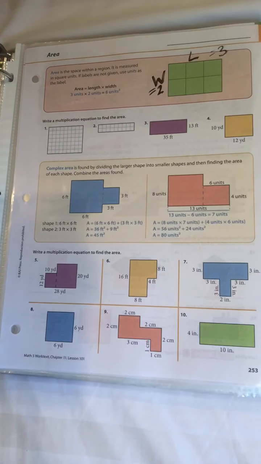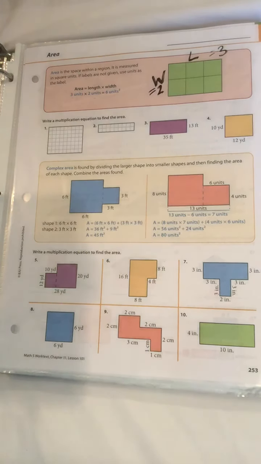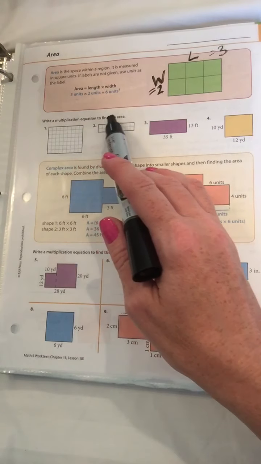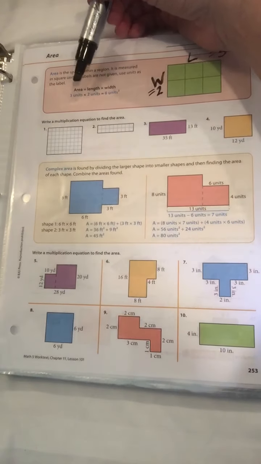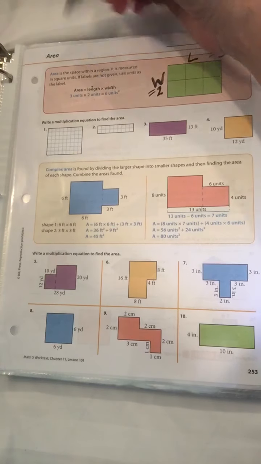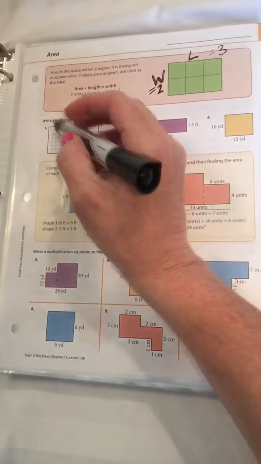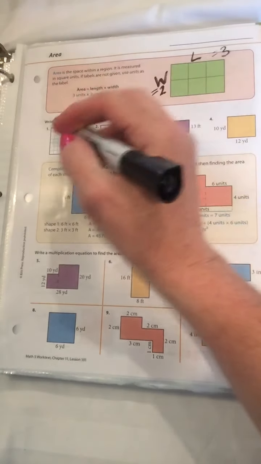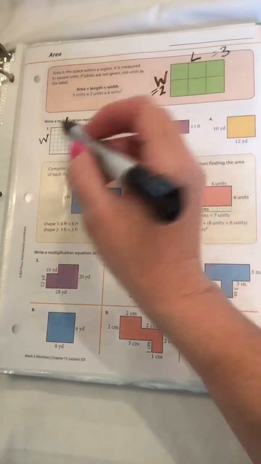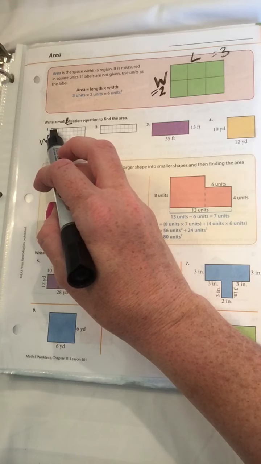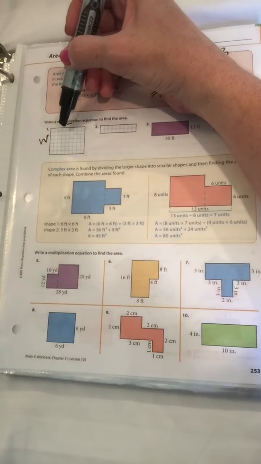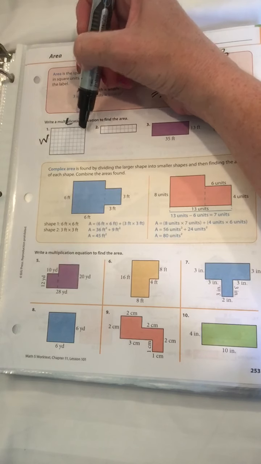So you're going to be working on this page. You're going to be doing all of your problems 1 through 10. On your first 4, it says write a multiplication equation to find the area. Well, our multiplication equation is going to be the length times the width. So if this is your length and this is your width, then how much is in your length? Let's count the squares. 1, 2, 3, 4, 5, 6, 7, 8, 9.